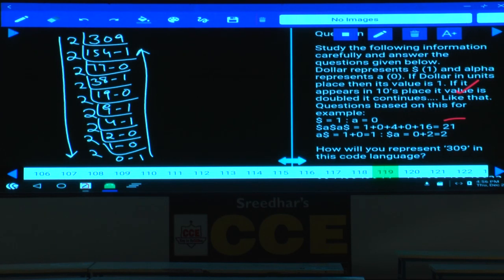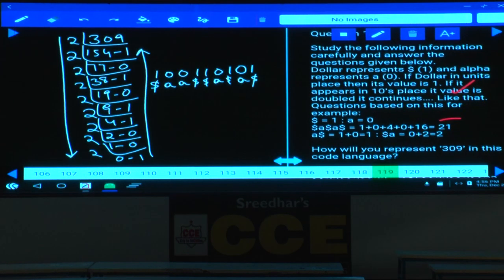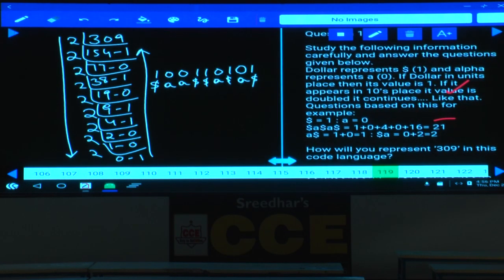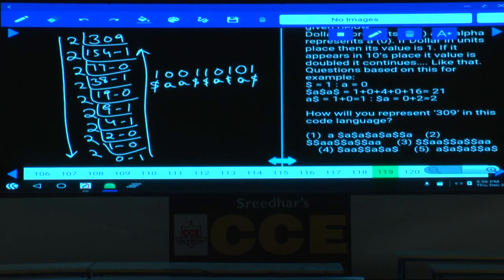Tell me what are the remainders here? 1 0 0 1 1 0 1 0 1 is the binary equivalent of 309. Now 1 is replaced with dollar and 0 is replaced with A: dollar A A dollar dollar A dollar A dollar. Then what is your answer here? Choice 4. Here dollar A A dollar dollar A dollar A dollar. That is, choice 4 is the answer.